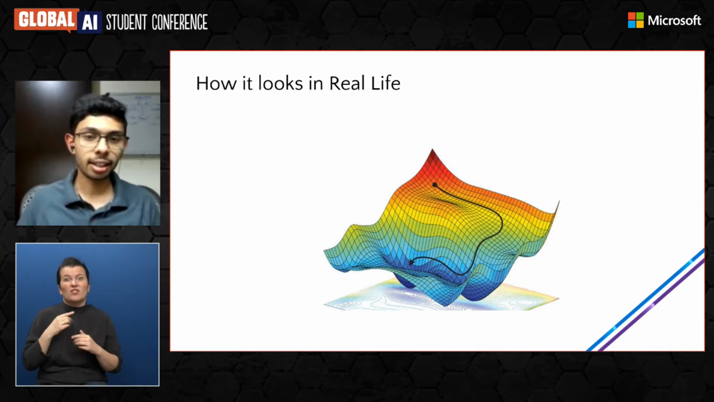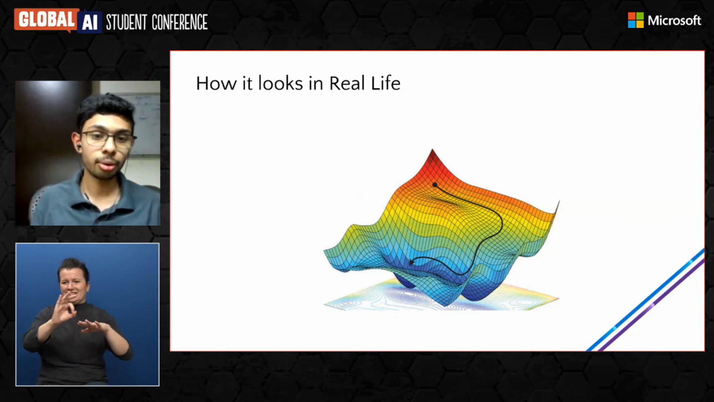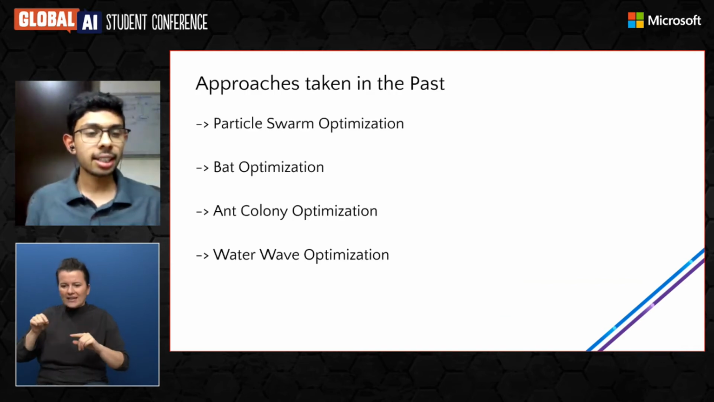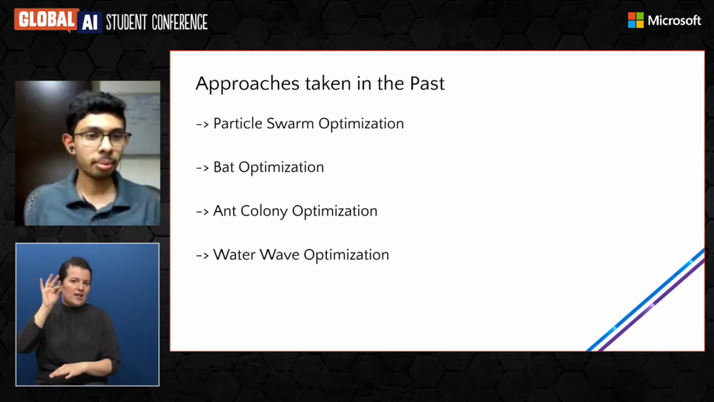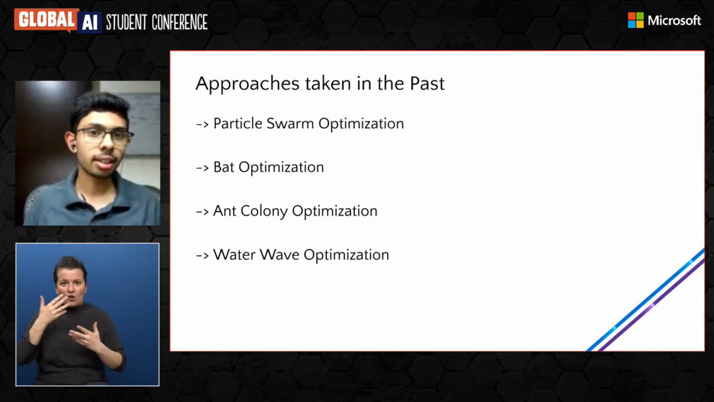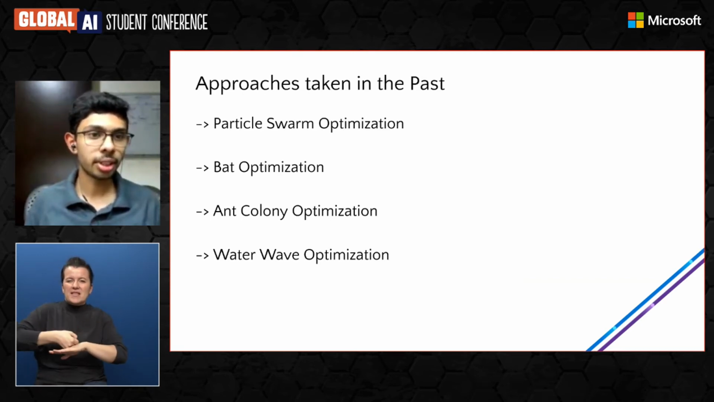Wherever we are, when we randomly start, we try to find our way through the terrain, and we need to now find a way to get to the global minimum. So these are some of the optimization algorithms that have been taken up in the past to solve this problem. So these are the bio-inspired approaches.